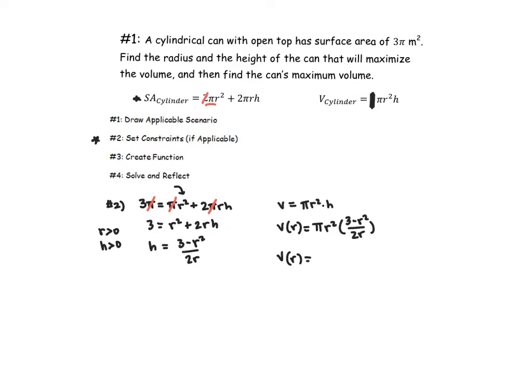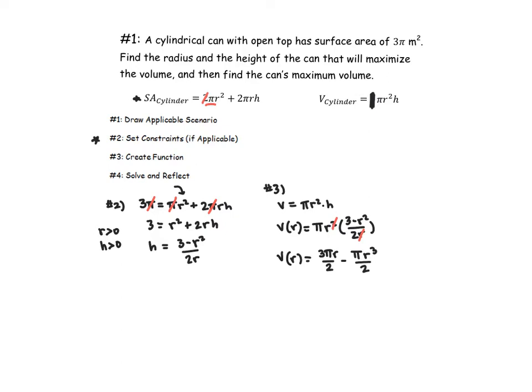And now I'm on to step number 3 here. I'm creating my function in terms of only one variable. That would be if I distribute. Notice that I'll get a reduction here of r squared with r. So I would have 3 pi r over 2 minus pi r cubed over 2.